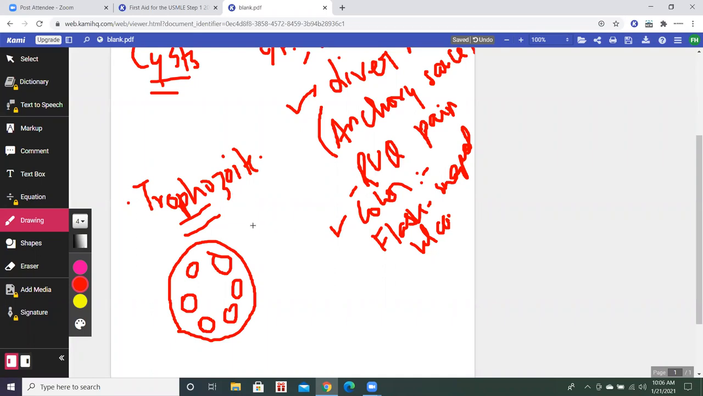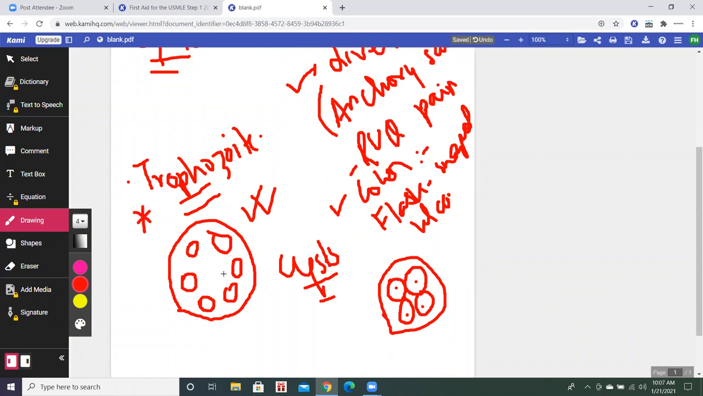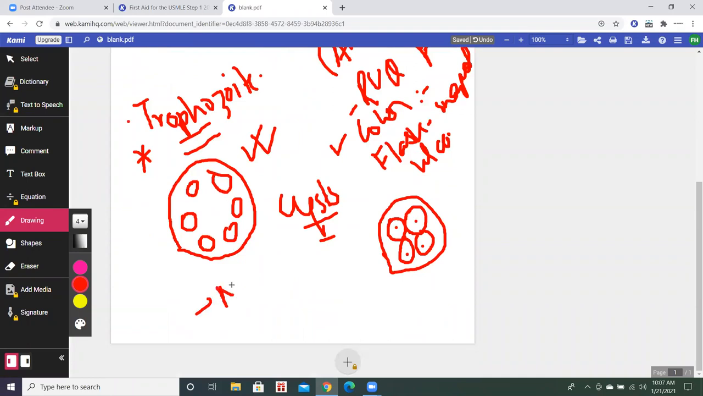Another one is you can also visualize the cysts of Entamoeba histolytica. The cysts have nuclei. There are close to 2 to 4 nuclei, like this. So 4 nuclei are there for the cysts of Entamoeba histolytica. But the trophozoid one is a much more common presentation, so this is way more high yield. Okay. Treatment-wise, once again, we can treat it with metronidazole.